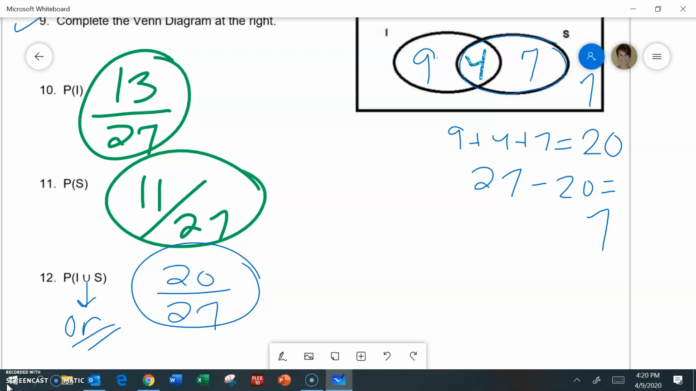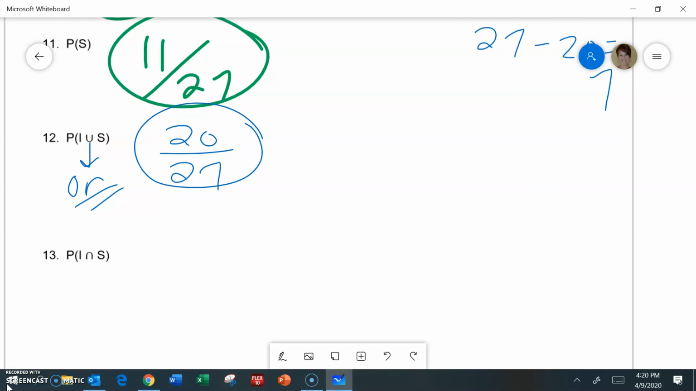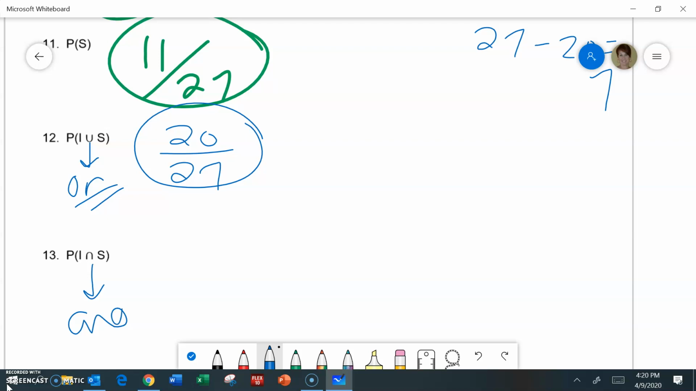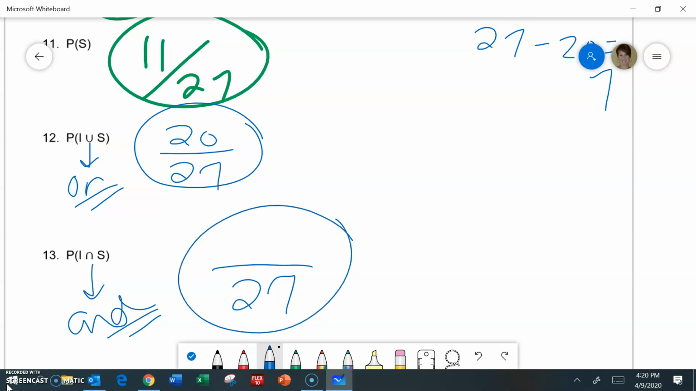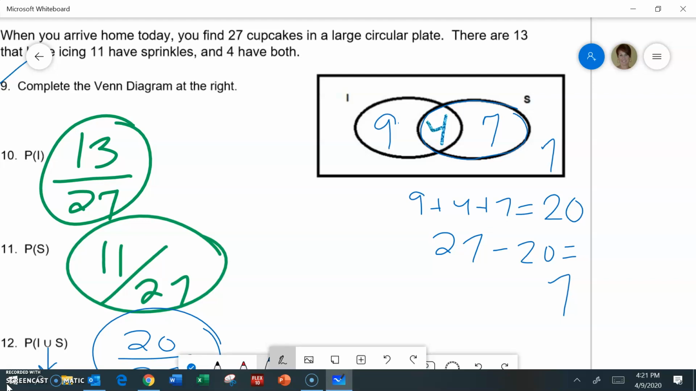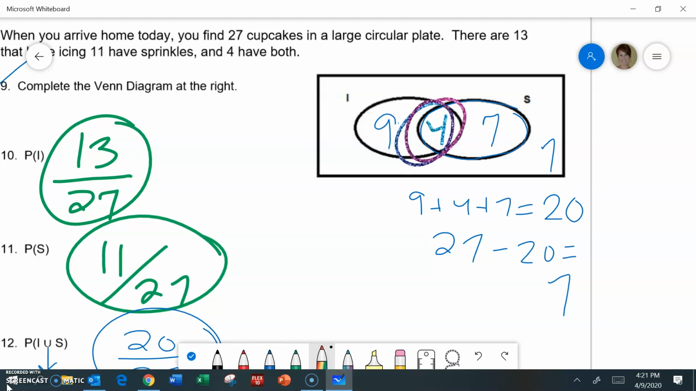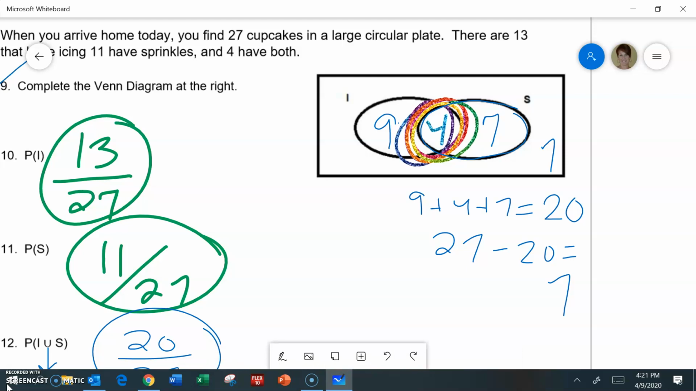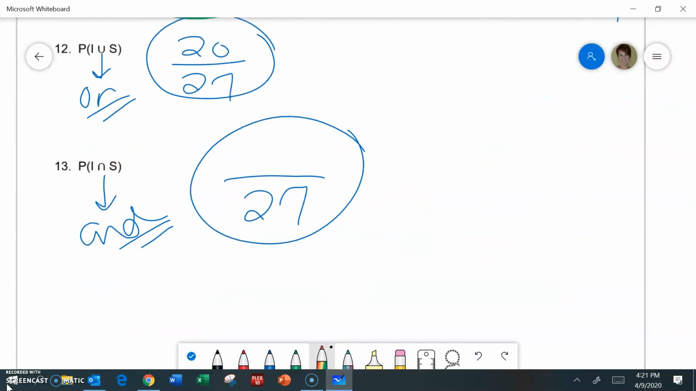And then the last example question was number 13. This symbol right here means and. So you have to find the probability of picking a cupcake out of the 27 total cupcakes. How many of them have icing and sprinkles? Well, if I pull this back down, that's going to be this inner layer right here. That's going to be the overlap. So we're going to have a probability of 4 out of 27. And none of those reduce. So there you go. I hope that helps.